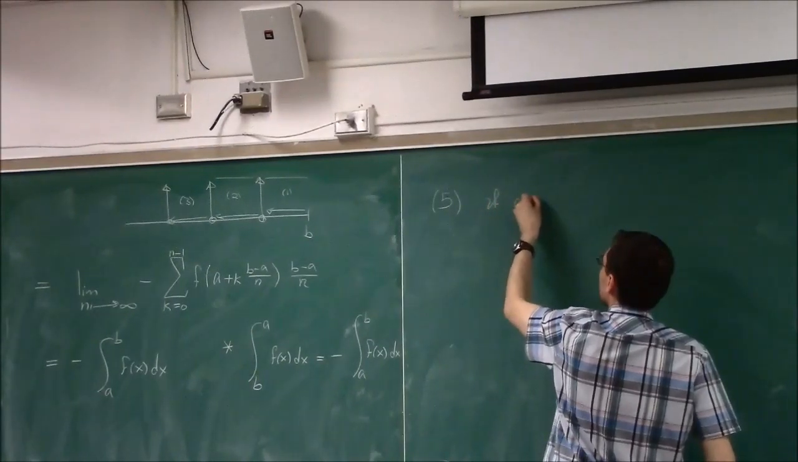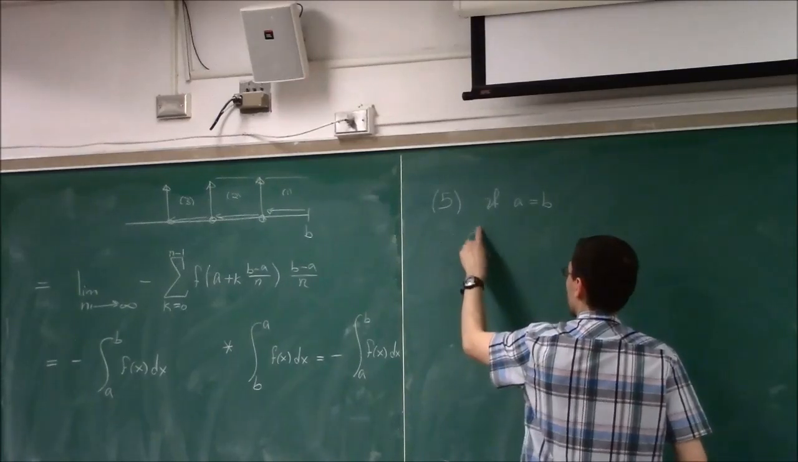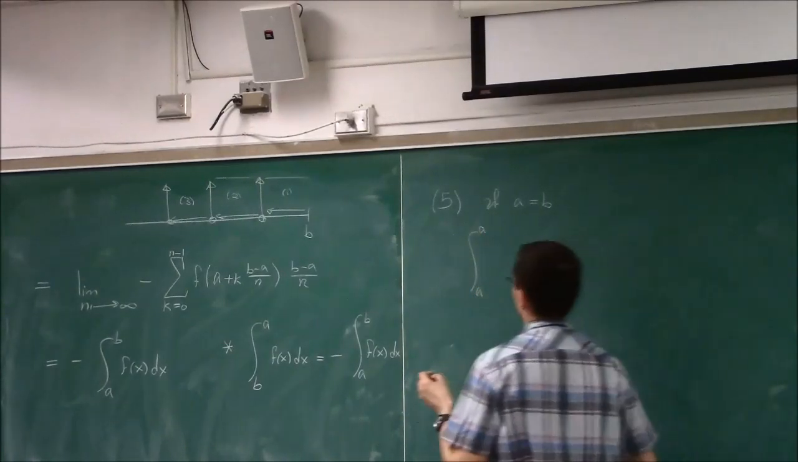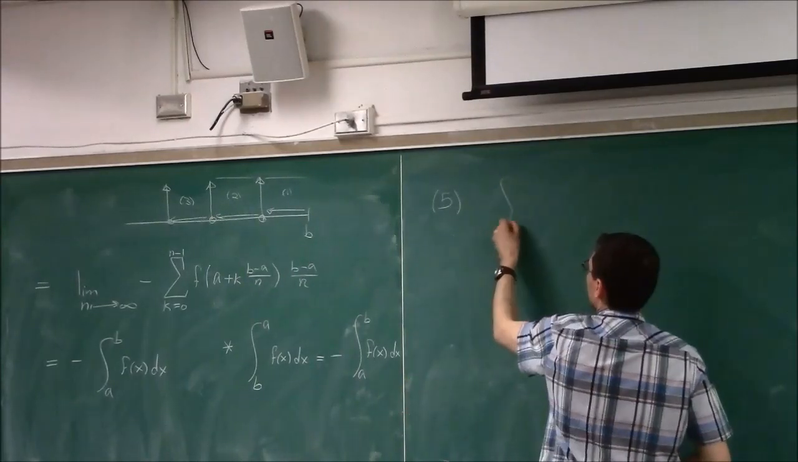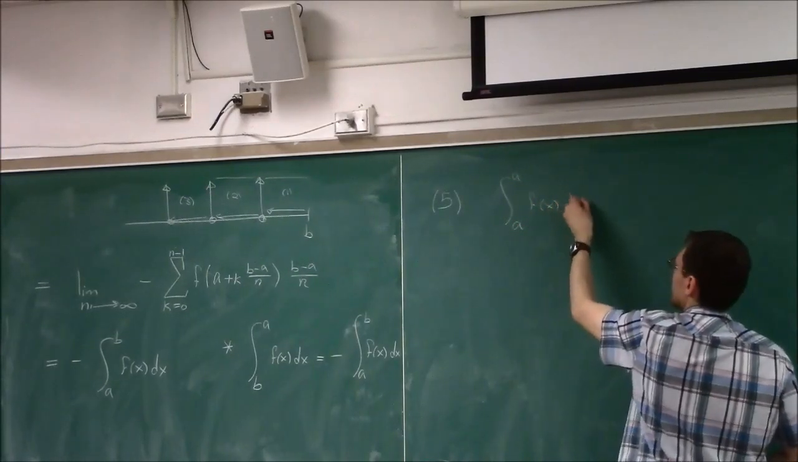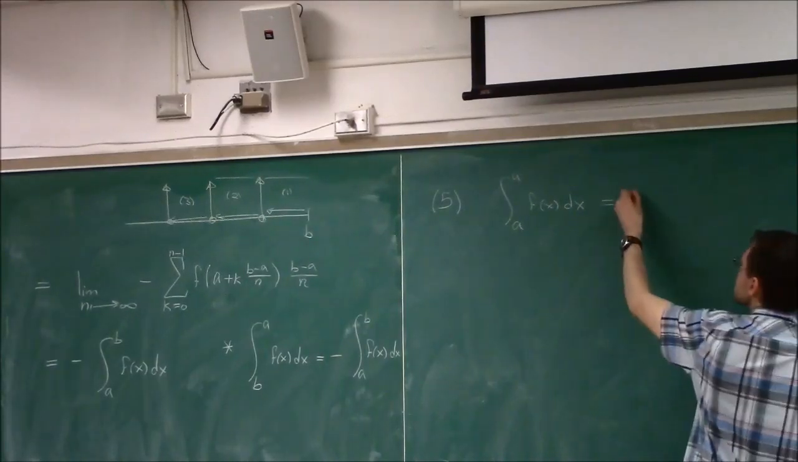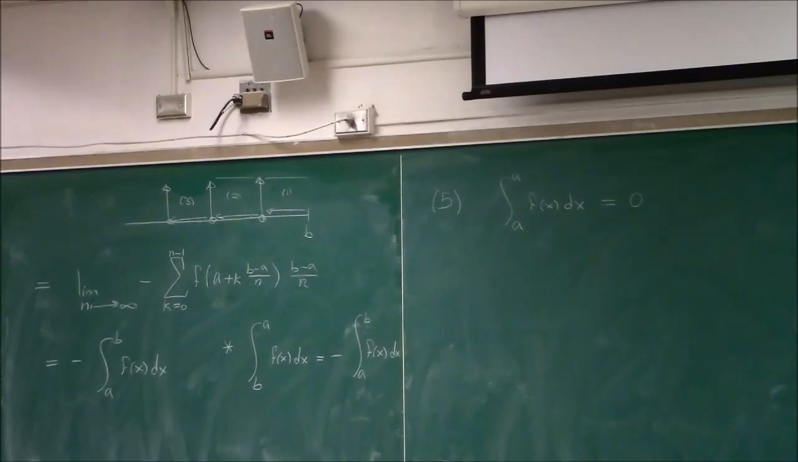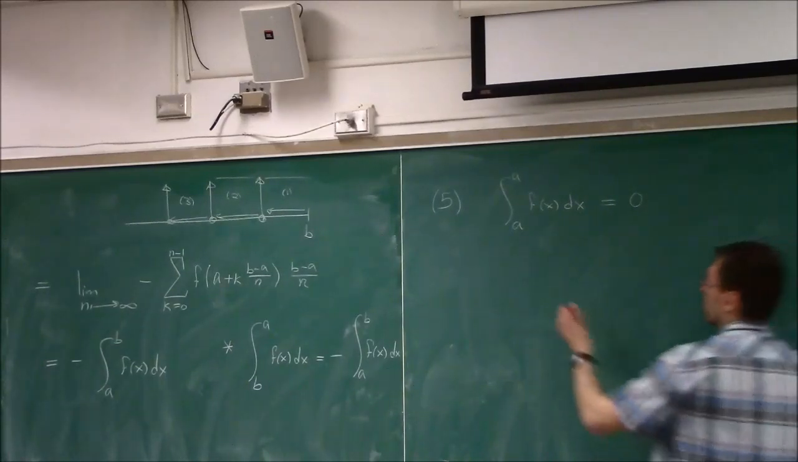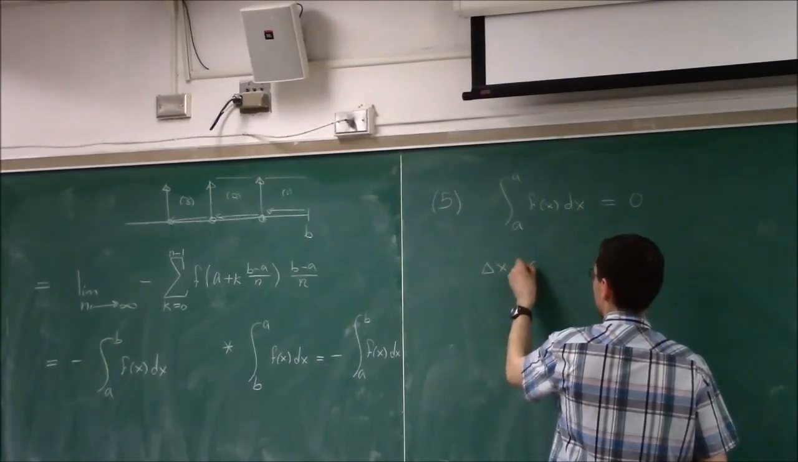If A is equal to B, what can you say about the integral like this, from A to A? Or without any ifs, let's just say the integral from A to A of f of x dx. What should that be equal to? 0. Do you all see why? Yeah, so if you make it as a sum of rectangles, all of those rectangles have 0 width. Right? Delta x is always 0.